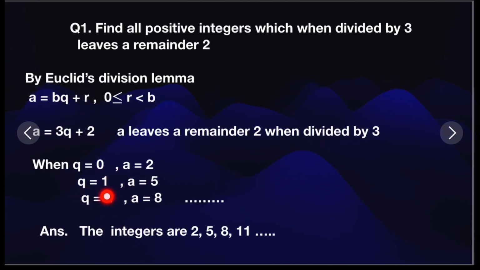Put q is equal to 1. You get a is equal to 5. q is equal to 2, a is equal to 8. And so forth. So the answer is the integers are 2, 5, 8, 11 ... which when divided by 3 will leave a remainder 2.